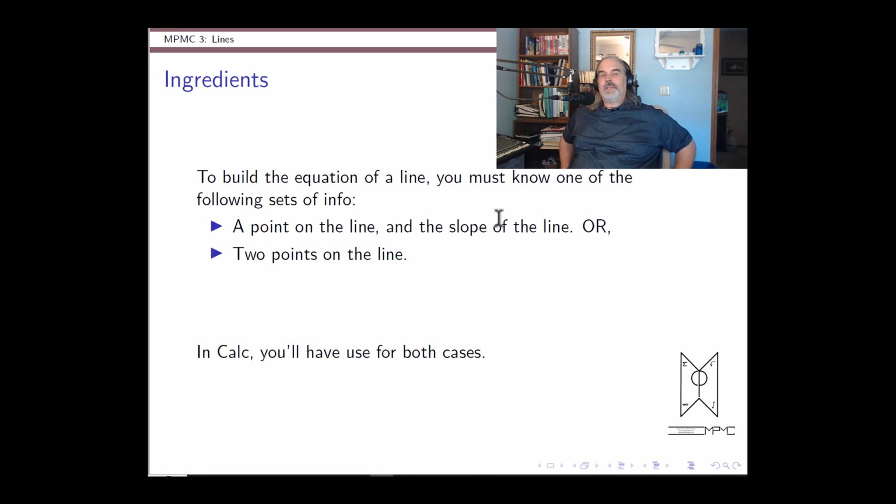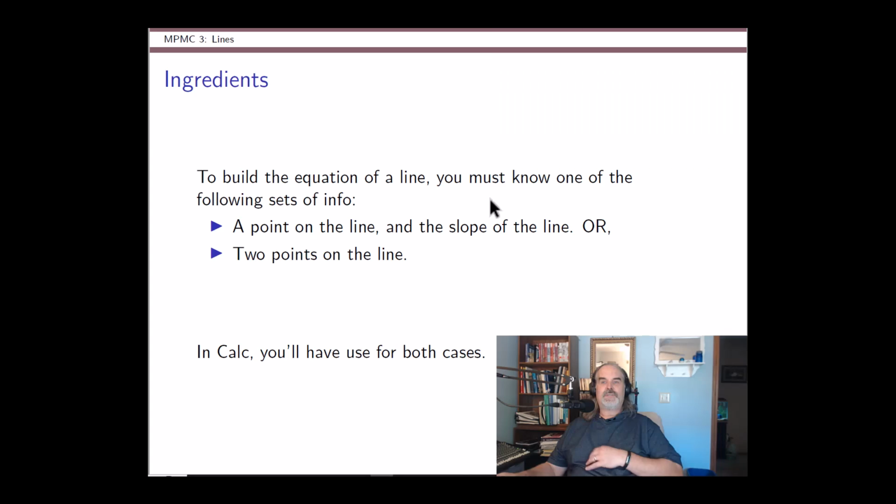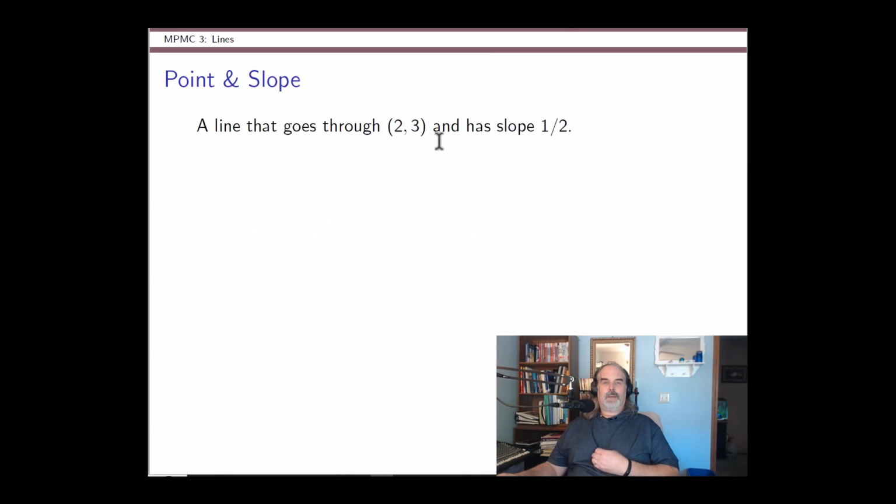As you're taking calculus, you're going to encounter scenarios where you might have one or you might have the other. So you're going to have to be able to juggle both scenarios. Easy scenario. How about a line that goes through the point (2, 3) and has a slope of 1/2? If you're bound and determined to create the y equals mx plus b version of the equation of this line right away, that's not going to be so straightforward because we don't have the y-intercept.